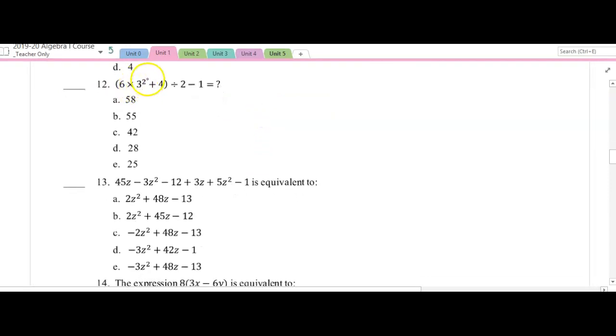Simplifying the exponent first, that makes that a 9. Now I'm going to deal with everything in the parentheses using PEMDAS. So I multiply first, 54 plus 4 is 58. Divided by 2, take away 1. 58 divided by 2 is 29. Take away 1 is 28.